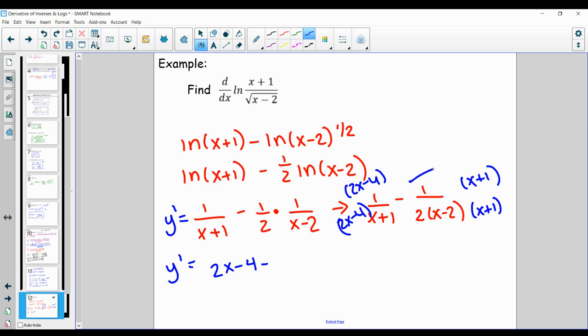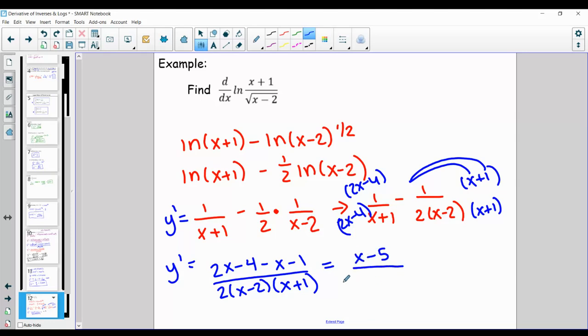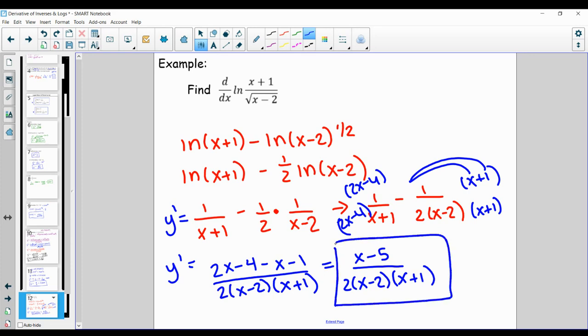So this negative 1 is going to the x and to the 1. So that's going to be negative x minus 1 over that common denominator. I'm just going to keep it as that 2x minus 2 times x plus 1. And then just combine like terms on the top. So I'm going to get x minus 5 over 2x minus 2 times x plus 1. I think that this would have been a lot more complicated if we did the quotient rule, but because we recognize that we can use the properties of logs, it's a lot easier to expand it and rewrite it and then find the derivative that way.